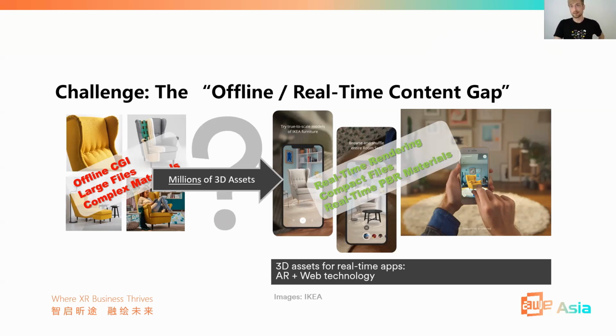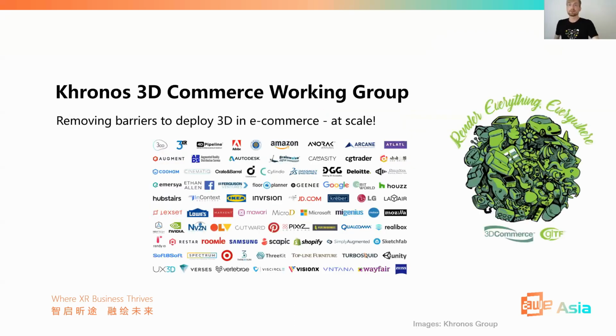So this is not an easy question, and because of that, many players in the field, like retailers, but also tech companies like us, have come together and formed the Khronos 3D Commerce Working Group. And the industry consortium Khronos helps to bring all of these companies together to work on exactly that problem. How can we deploy 3D content in e-commerce at scale?